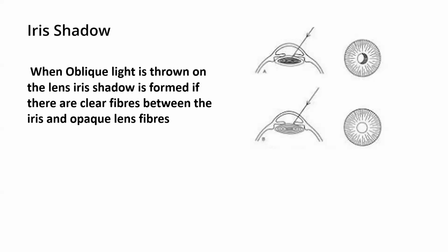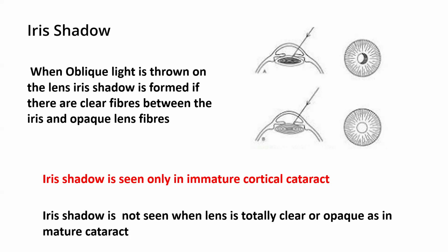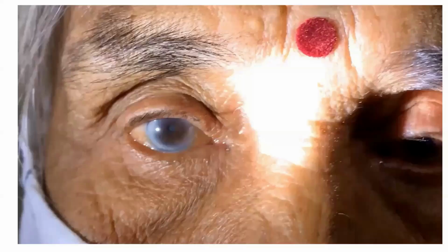Okay. So when oblique light is thrown on the lens, iris shadow is formed if there are clear fibers between the iris and the opaque lens fibers. So iris shadow is seen only in immature cortical cataract. Iris shadow is not seen when the lens is totally clear, where the light passes through all the clear fibers, or if it is opaque. So there are no clear fibers between the iris and the opaque fibers, so it cannot form a shadow, right? So iris shadow is seen only in immature cortical cataract.